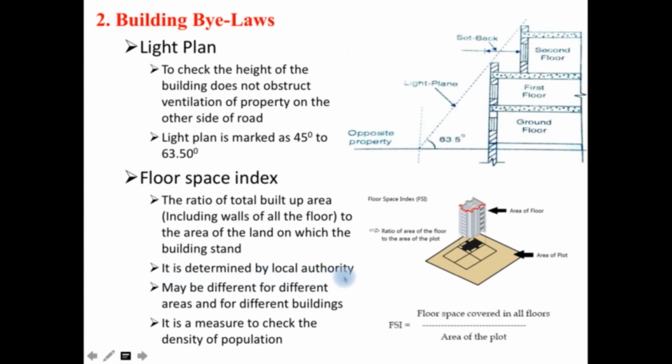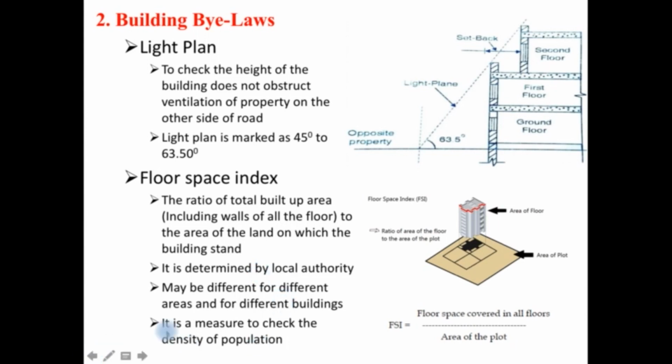It is determined by the local authority. In very congested regions, like Bombay, more stories are allowed. Whereas in other cases where plenty of land is available and there is no need for multi-storied high-rise buildings, it is controlled by the local governing authorities like the municipal corporation or panchayat, whatever we have discussed in the previous slide.